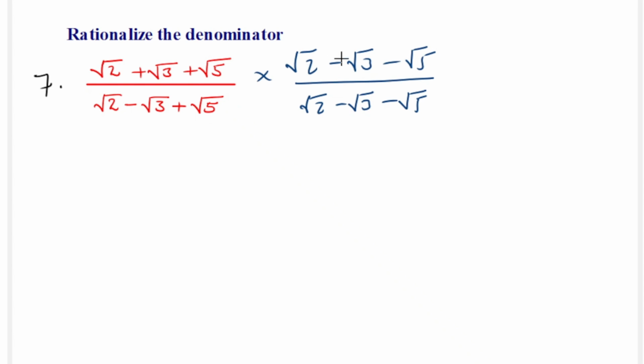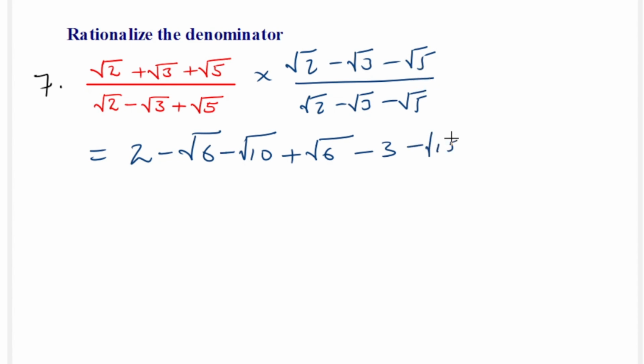Multiply both numerator and denominator by radical 2 minus radical 3 minus radical 5. You will get radical 2 times radical 2, you will get 2. Radical 2 times minus radical 3, you'll get minus radical 6. Radical 2 times minus radical 5, you'll get minus radical 10. Radical 3 times radical 2, you'll get radical 6. Radical 3 times minus radical 3, minus 3. Radical 3 times minus radical 5, minus radical 15.